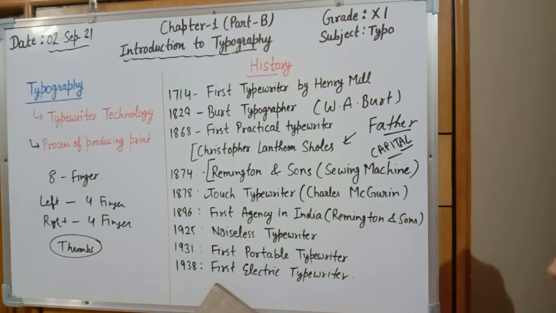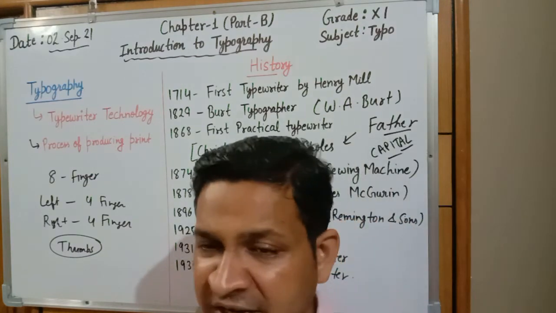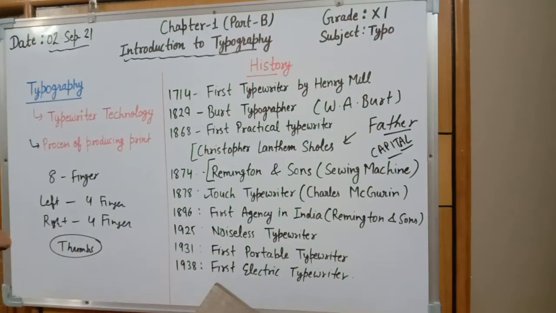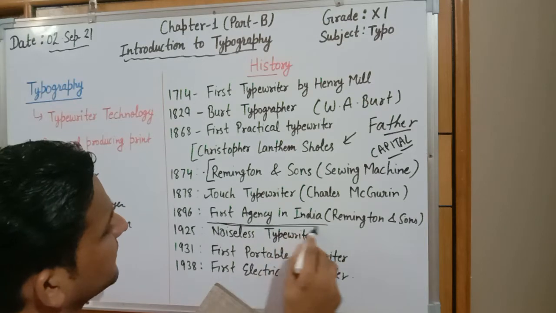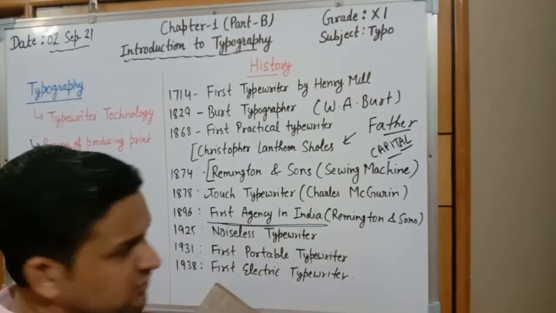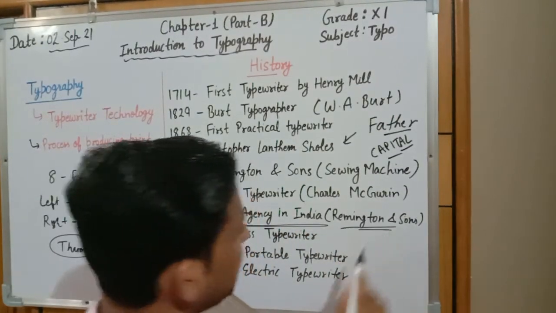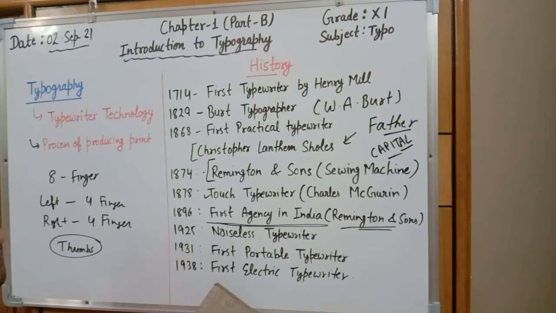It came in 1878. Afterward, in 1896, the first agency of typewriter came in India, and the agency was opened by the company Remington and Sons. They had developed the technology and they started their business in India.